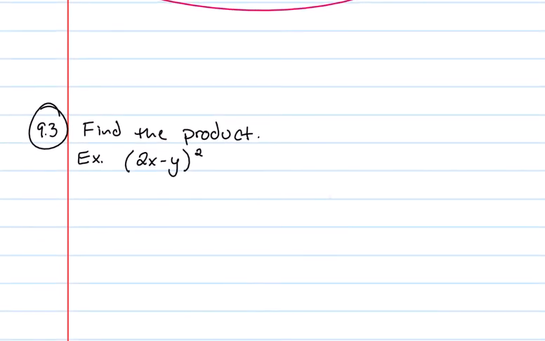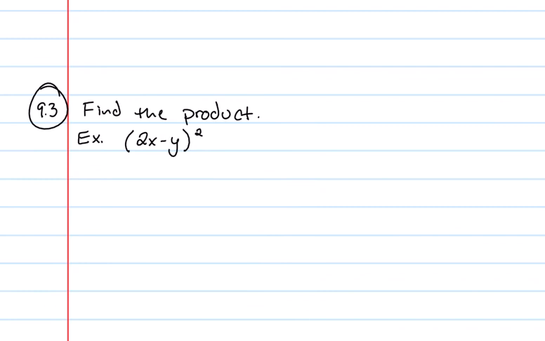Okay, in 9.3, we want to find a special product here. So you have 2x minus y quantity squared. When I say quantity squared, what that means is I actually have this quantity twice. So 2x minus y times 2x minus y. And we want to go ahead and do this, which is called expanding. This is an expansion.